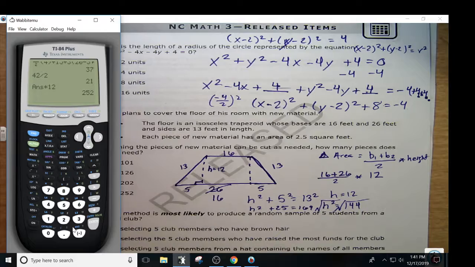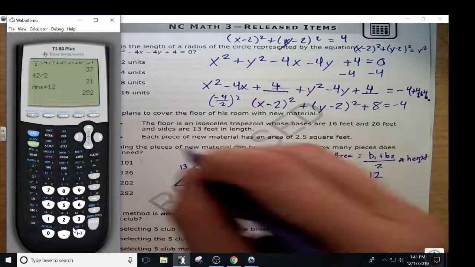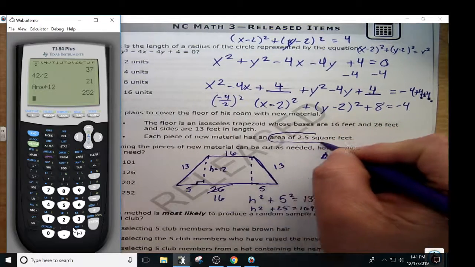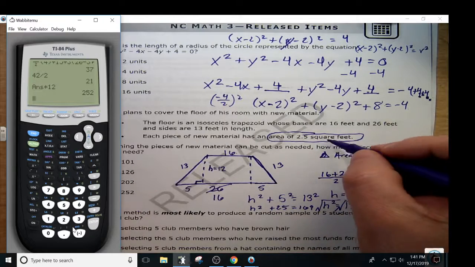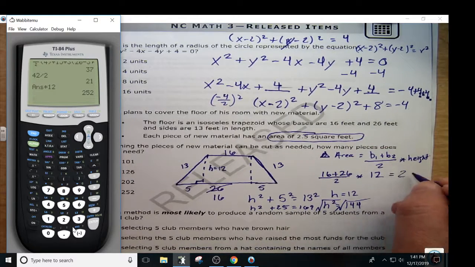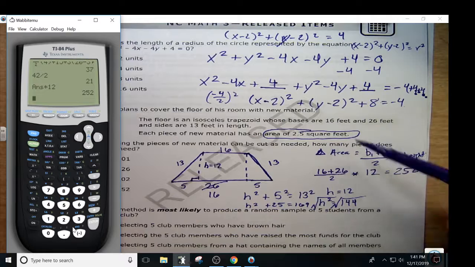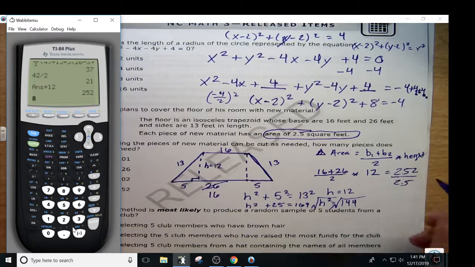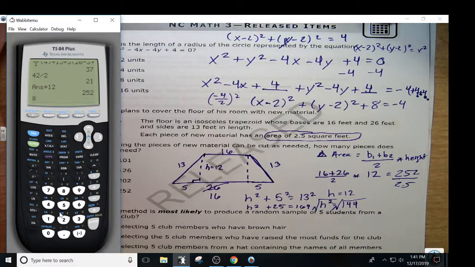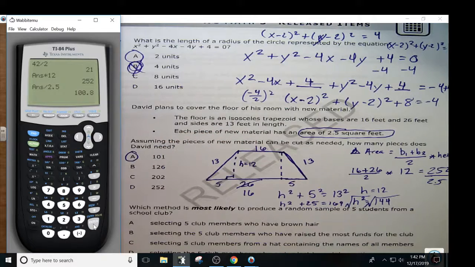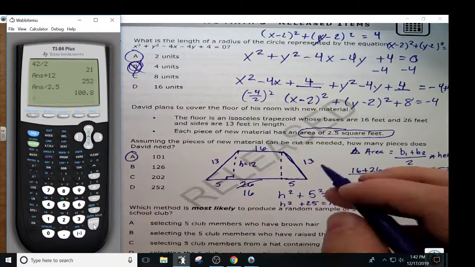Now, to find out how many pieces you need, you need to know how much each piece covers. Notice right here, guys, it says it covers an area of 2.5 square feet. So to know how many pieces you need, you're going to take the area given, divided by how much each piece covers. So that's going to be divided by 2.5. Now, if I divide that by 2.5, that gives me approximately 100.8, which will be A. So he had to buy 101 pieces to cover that trapezoid floor.